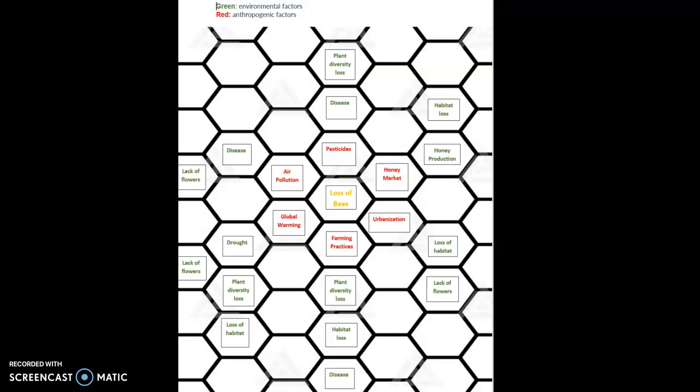If we lose the honeybees, that's a total devastation for us because we lose all our resources because it's a chain reaction. They are in nature and everything's connected in nature, and if we lose the honeybees, then we're losing these environmental and anthropogenic factors as well.